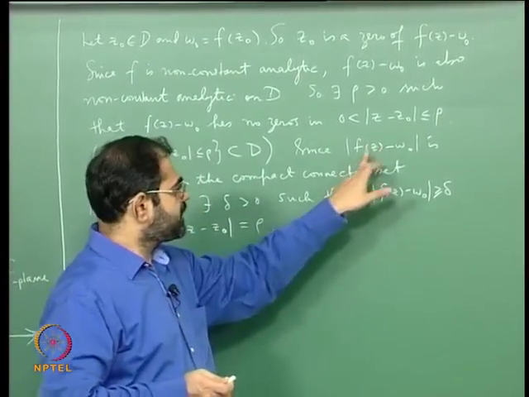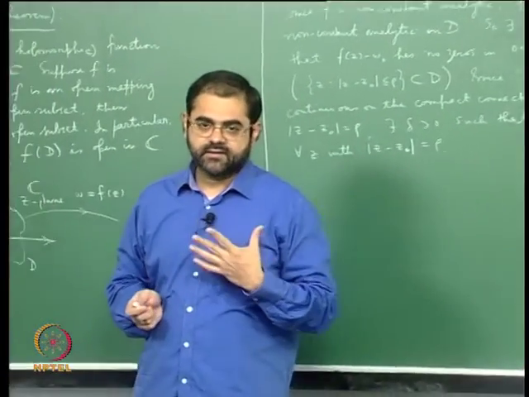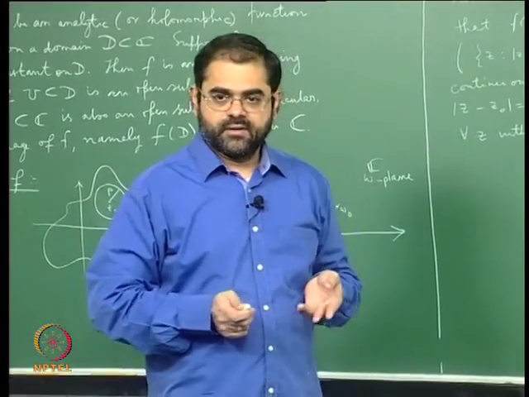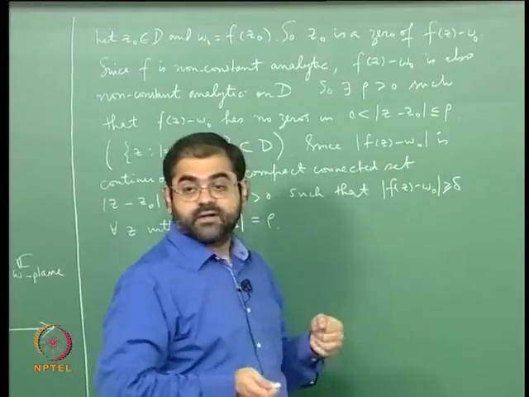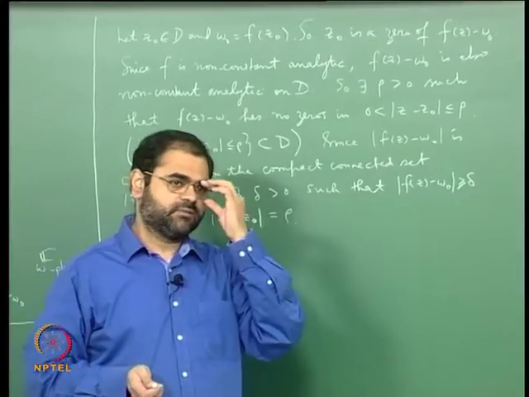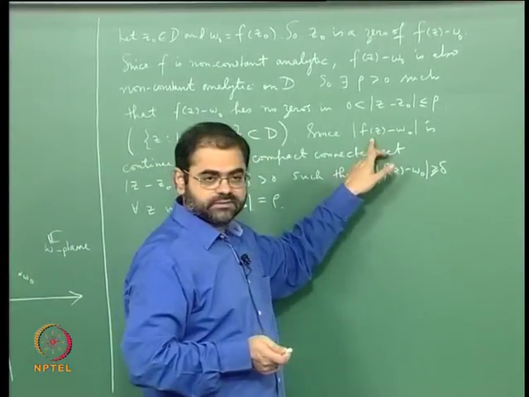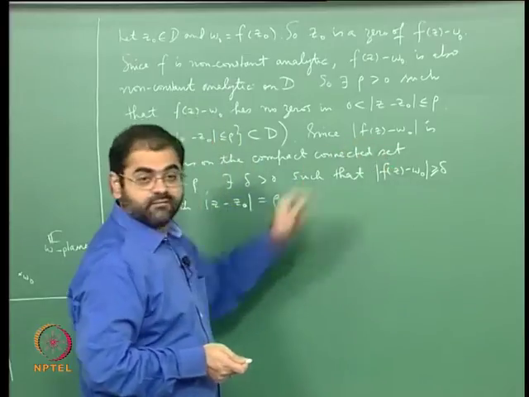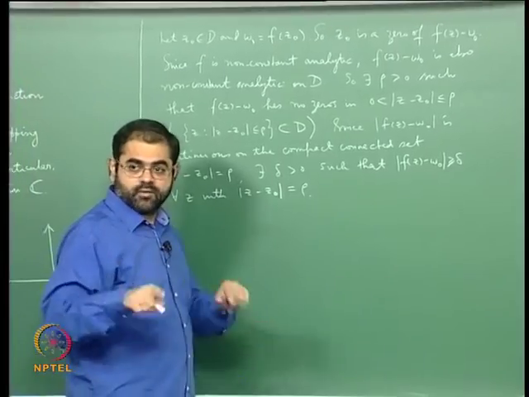f of z minus w naught is an analytic function of z, a holomorphic function of z, so it is certainly continuous because analytic functions are continuous. The modulus of a continuous function is again continuous because you are composing the function with the mod function, which is continuous. This is a continuous real valued function, in fact with non-negative real values because it is a mod.